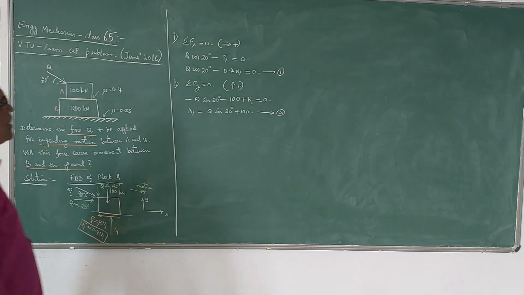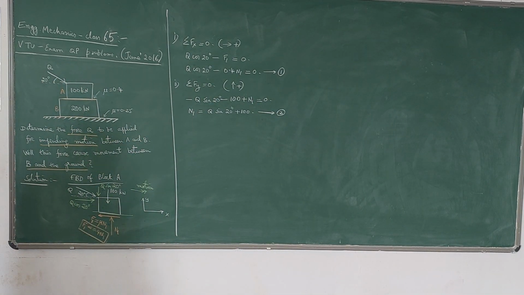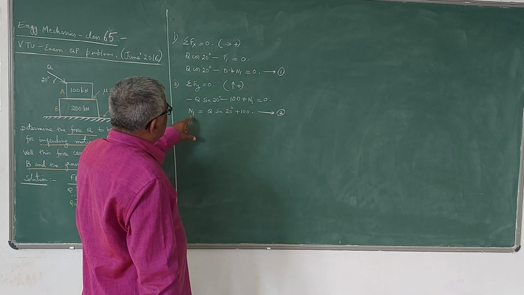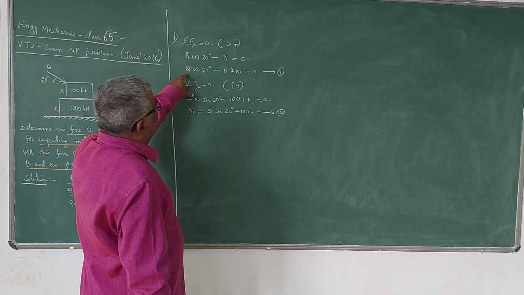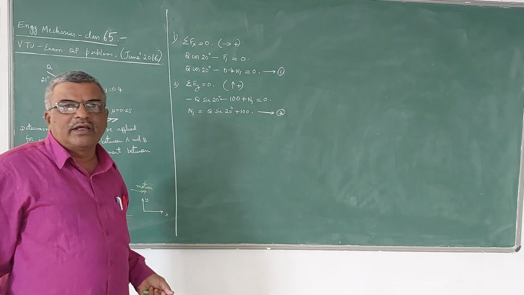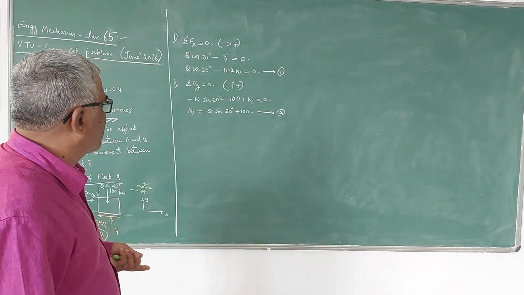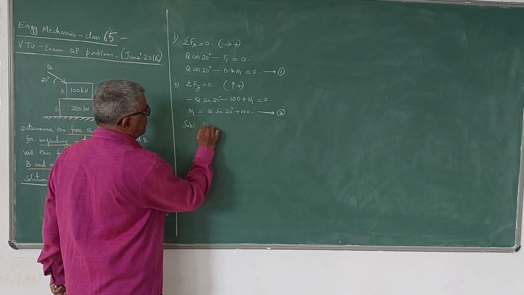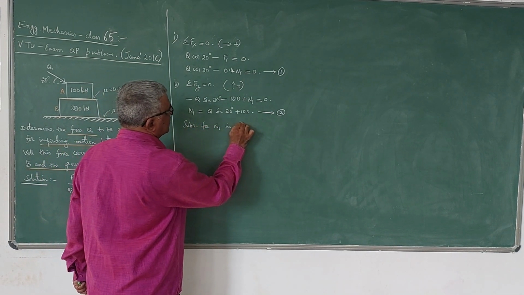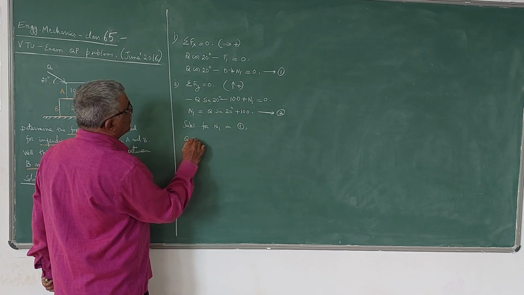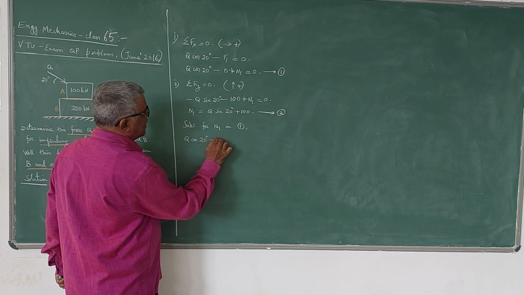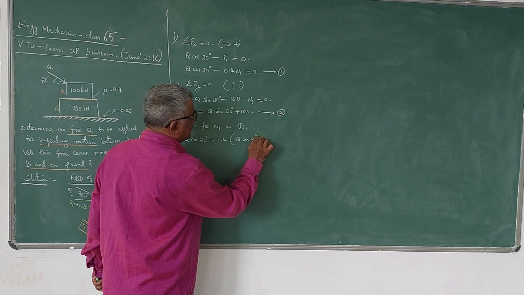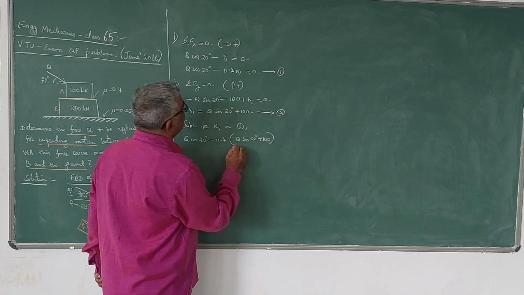So here you can observe that there are two equations and two unknowns. We can easily solve that. So how to solve? Very simple. You have to substitute this value for N1 in this equation. Then N1 is eliminated. You will be having a simple equation in Q and you can solve it. So substituting for N1 in equation 1, it becomes Q cos 20 minus 0.4 times N1, that is Q sin 20 plus 100, is equal to 0.